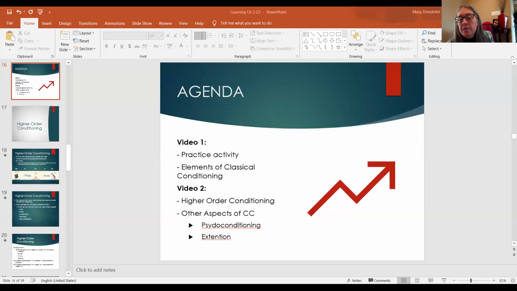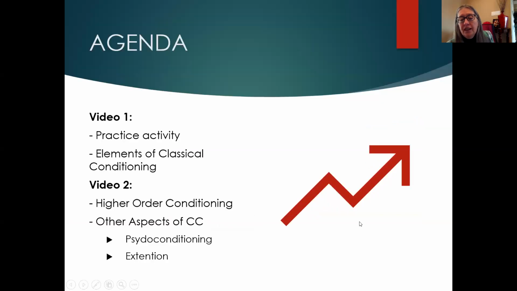And I'm going to get started by going to the PowerPoint slides. As I said before, these were created by Dr. Stephanie Stern, and I really like them, so I'm using them too, but she gets credit for all this hard work. So as I said in the last video, we did that practice activity and we went through the elements of classical conditioning. Today, we're going to go through higher order conditioning and other aspects of classical conditioning, like pseudo conditioning, extension.